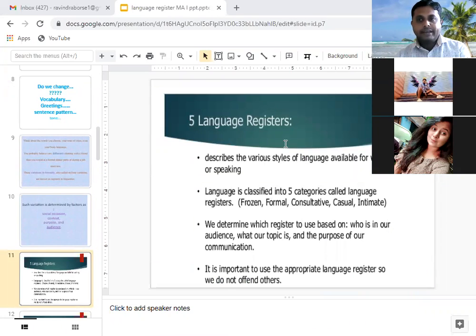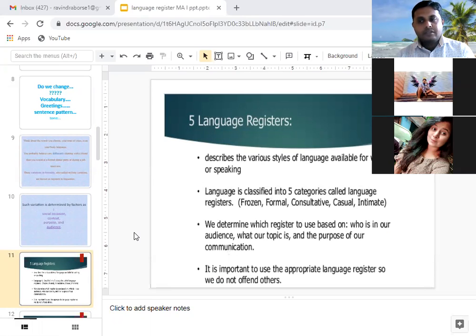So let's move ahead regarding the types of language registers. So language register describes the various styles of language available for writing or speaking. So styles means register. So language is classified into 5 categories called language registers. For example, frozen, formal, consultative, casual, and intimate.